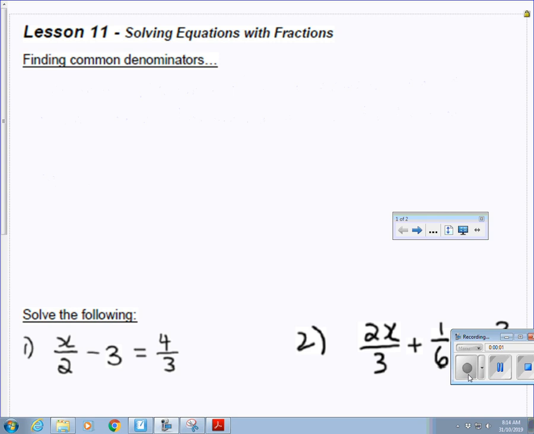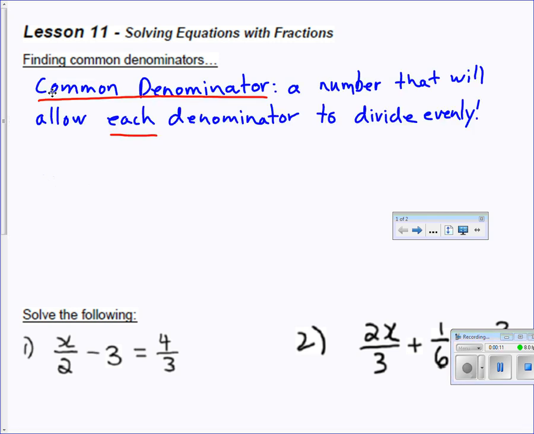So today what we're going to do is solve equations with fractions, and in order to do that we need to know about a new thing called common denominators. When you hear the term common denominators, just take a moment and write this down. Basically, think of it as a number that will allow each denominator to divide evenly.